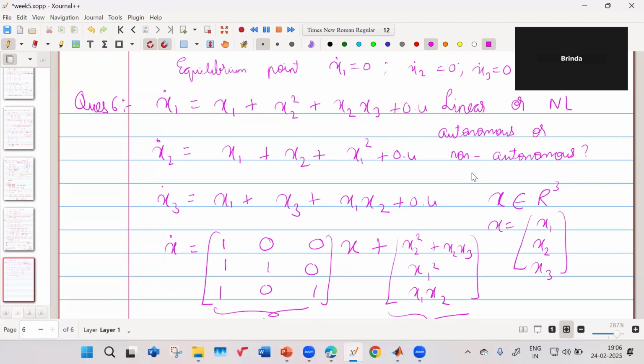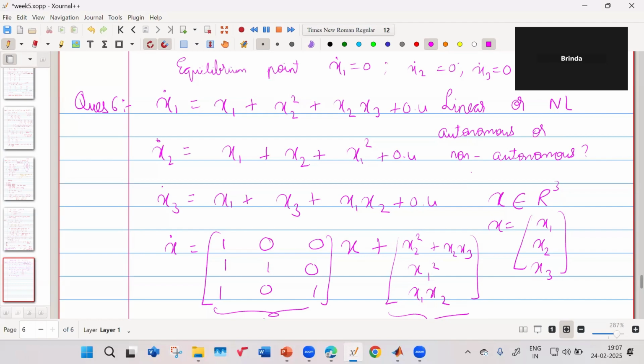Okay, so if x1 dot is equal to 0, x2 dot is equal to 0, and x3 dot should be equal to 0, that would happen in the case when x1 is 0, x2 is 0, x3 is 0. When everything is 0, you will get that result.